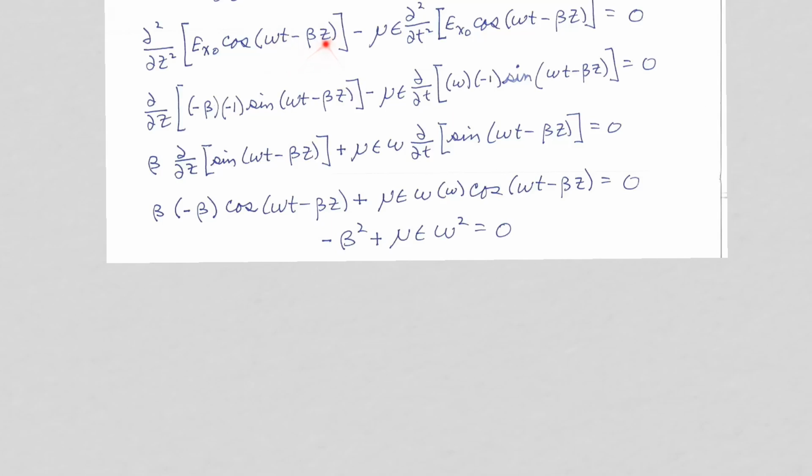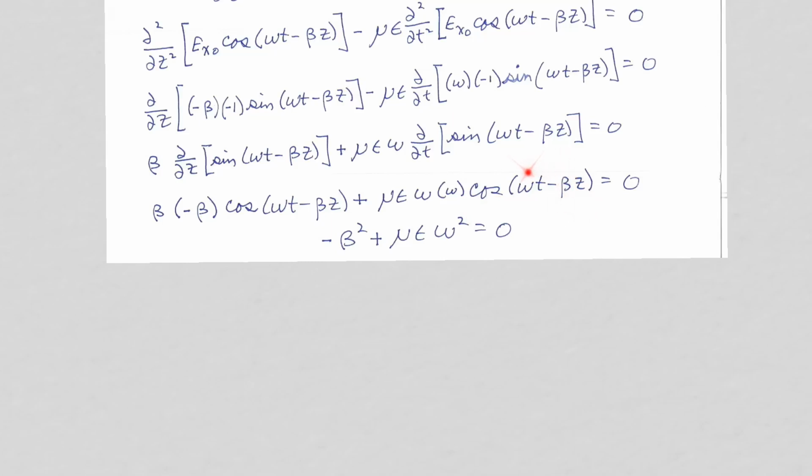Taking the partial with respect to time here, we get a minus the sine, and differentiating with respect to time the argument, we get an omega. So I factored out the beta and the omega. So again, taking the partial with respect to z of the sine function, we get cosine. Taking the partial with respect to z of the argument, we get minus beta. And here, taking the partial with respect to time of sine, we get the cosine. Differentiating the argument here, we get omega.